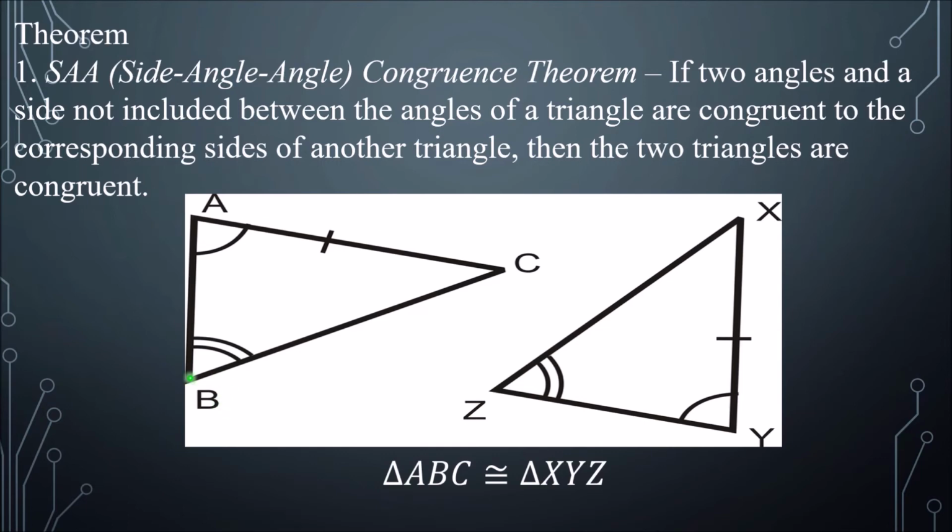So let's take a look at this one. This side here, SAA, so side angle angle. Take note, the side is not the included side. So once again, AC is congruent to XY, angle A is congruent to angle Y, angle B is congruent to angle Z. Therefore, we can say the triangle ABC is congruent to triangle XYZ by SAA, or side angle angle congruence theorem.